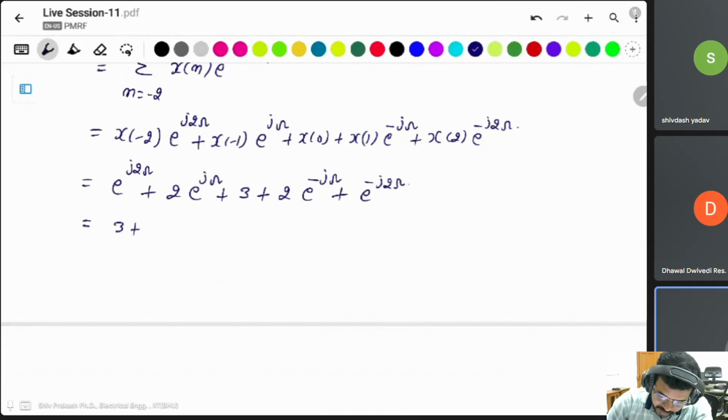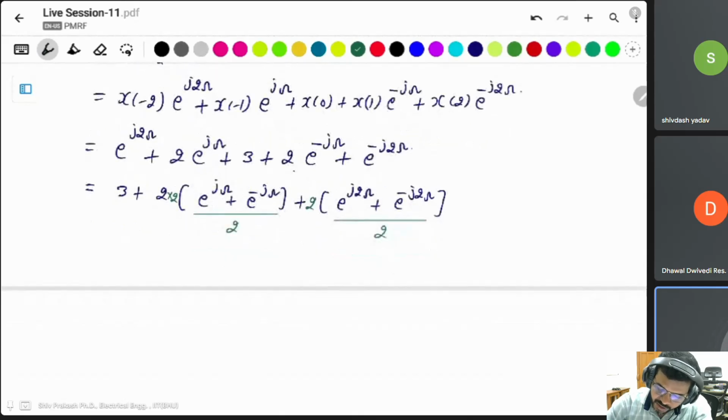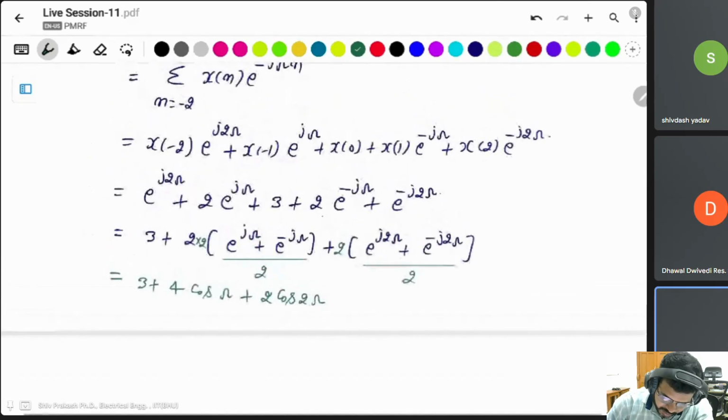This is 3 plus, you can put 2 into e to the power of j omega plus e to the power of minus j omega, plus this together e to the power of j 2 omega plus e to the power of minus j 2 omega. We simply multiply by 2 and divide by 2 here, the same thing. Then you know e to the power of j theta plus e to the power of minus j theta divided by 2 is equal to cos theta. So 3 plus 4 cos omega plus 2 cos 2 omega. This will be X of e to the power of j omega.